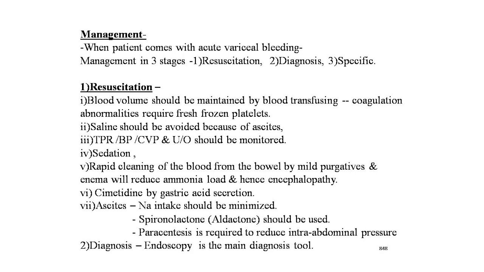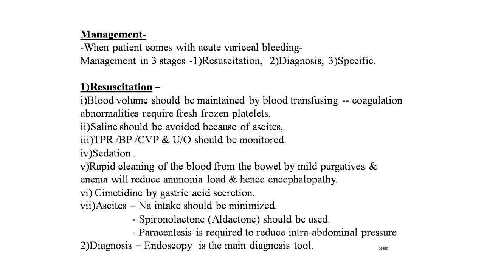Sedation is to be given. Rapid cleaning of the blood from the bowel by mild purgatives and enema will reduce the ammonia load and hence encephalopathy. Cimetidine reduces gastric acid secretion. For ascites, sodium intake should be minimized. Spironolactone, Aldactone, should be used, which is a potassium sparing agent. Paracentesis is required to reduce the intra-abdominal pressure.